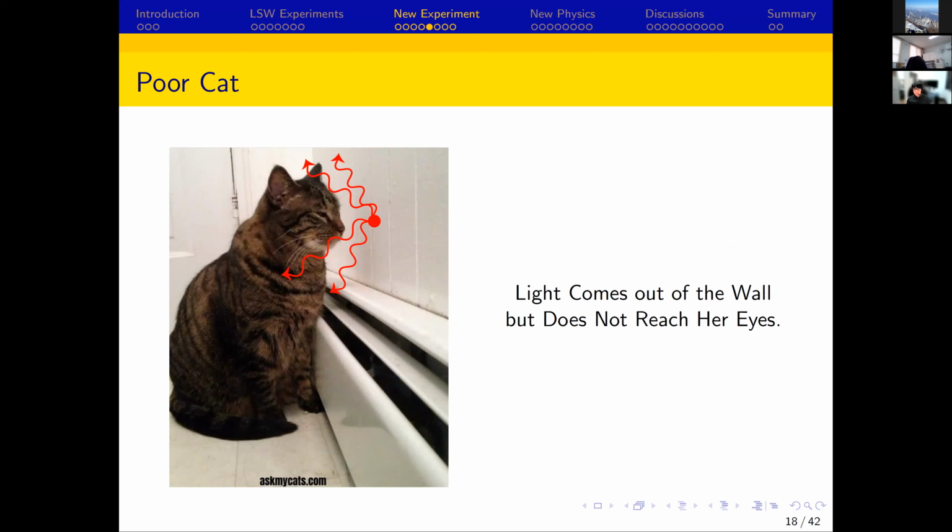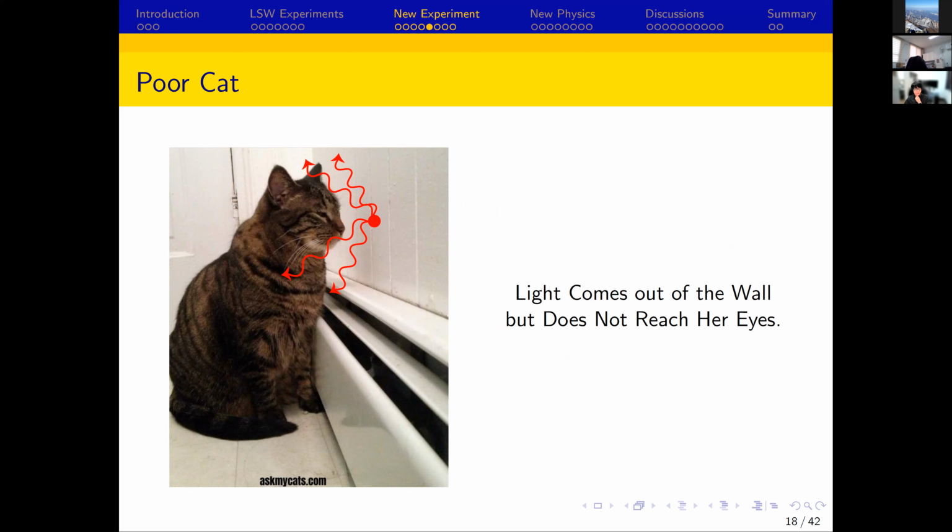Simply speaking, this poor cat is staring at the wall. The light does come out of the wall, but it does not reach our eyes due to its spread. So simply speaking, the problem is that we need to gather this signal. How can we do that?